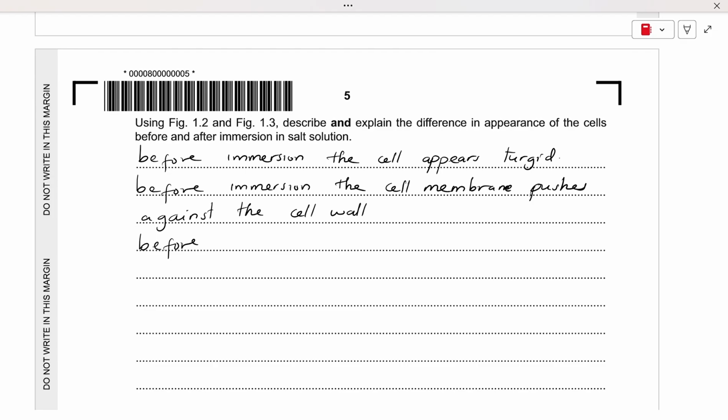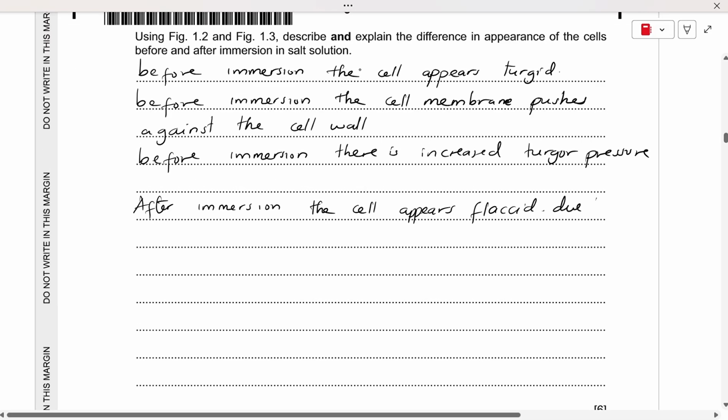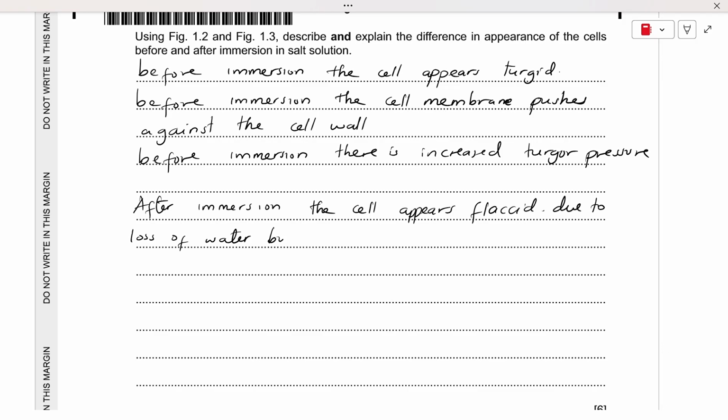So again, before immersion there is increased or higher turgor pressure. And then after immersion, what is appearing? After immersion, the cell appears flaccid, which means it has now shrunken in one way or another. Flaccid due to loss of water by osmosis.